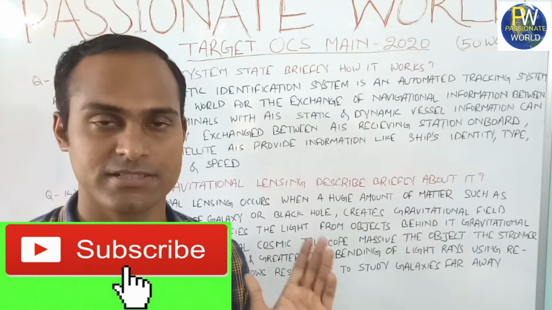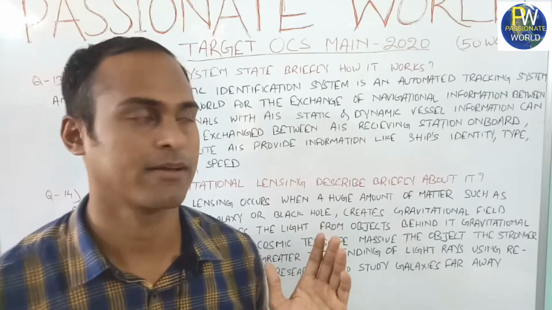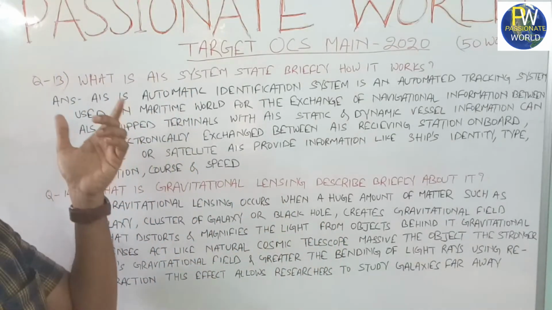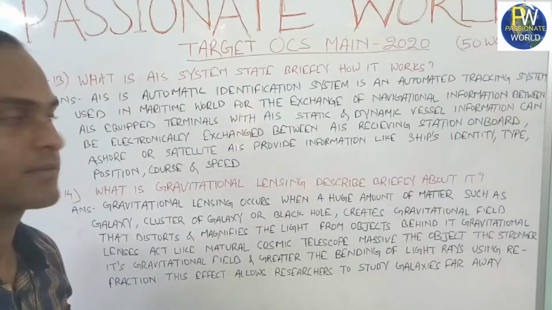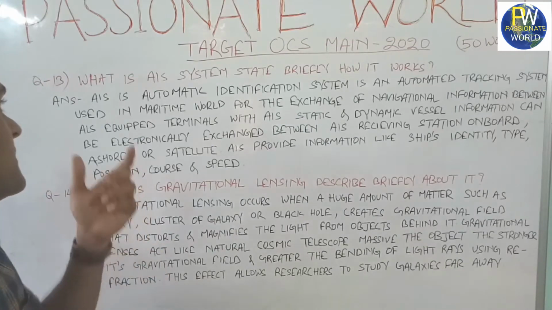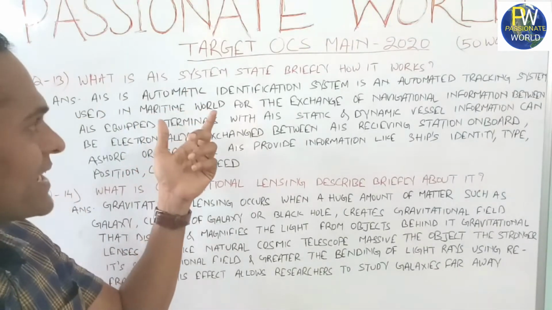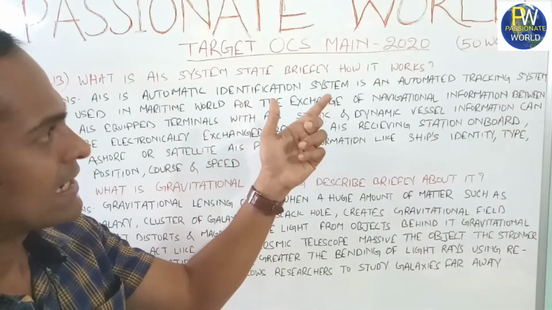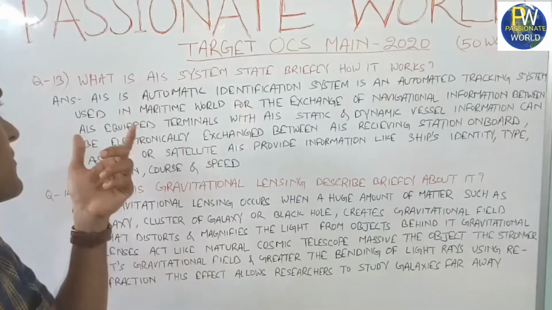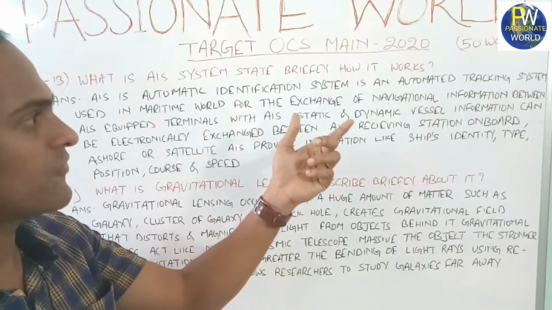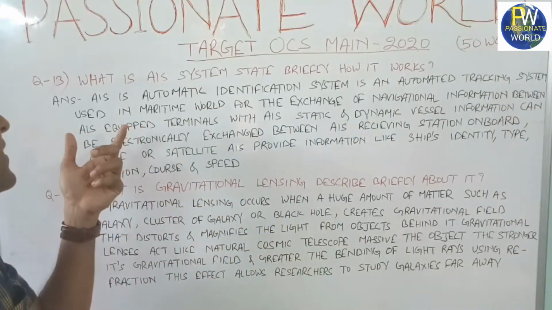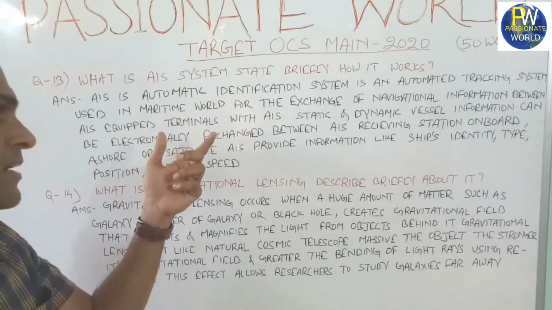And today's discussion we will discuss on science and tech. What is AIS system? State briefly how it works. What is AIS system? AIS is automatic identification system, is an automatic tracking system used in the maritime world for the exchange of navigational information between AIS equipped terminals.